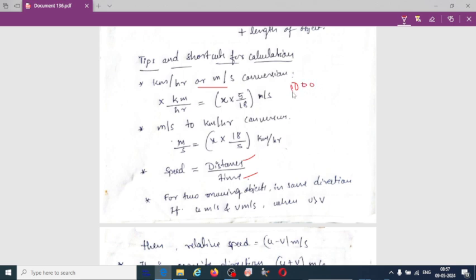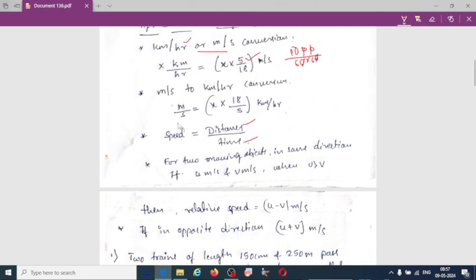Then 1000 divided by 1 hour, which is equal to how many seconds? 1 hour is equal to 60 minutes, 1 minute is equal to 60 seconds. So that means 60 into 60, 3600 we will get. Here the zeros get cancelled, 10 by 36 is nothing but 5 by 18. You can also make the conversion from meter per second to kilometer per hour. That will be, the ratio is going to change, 18 by 5.